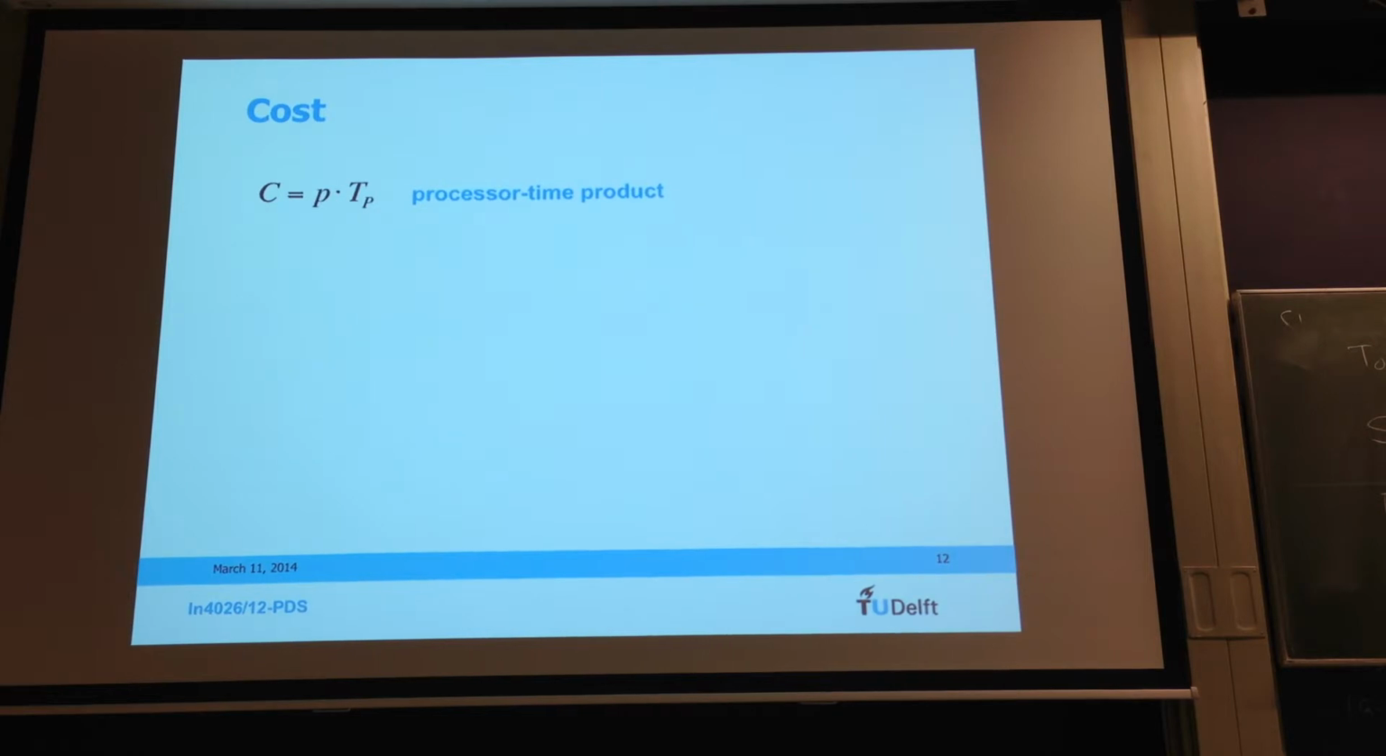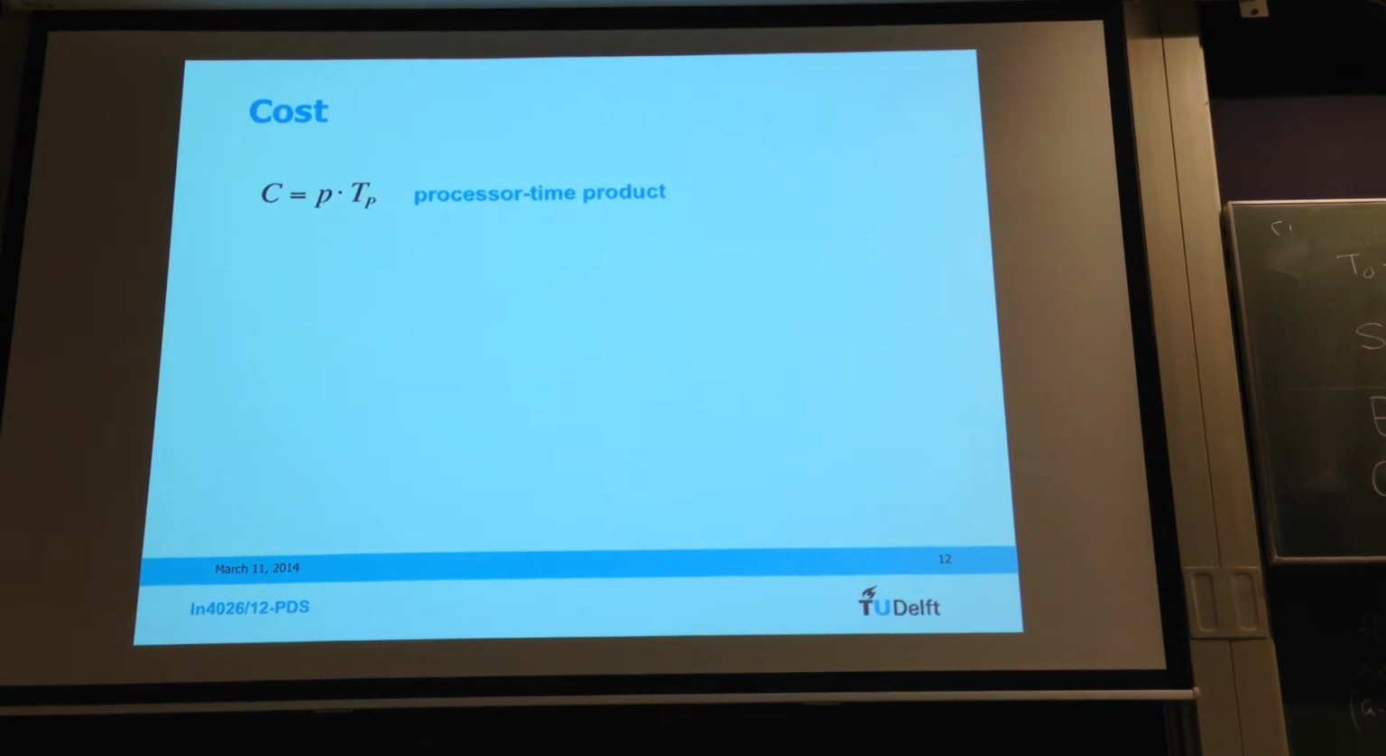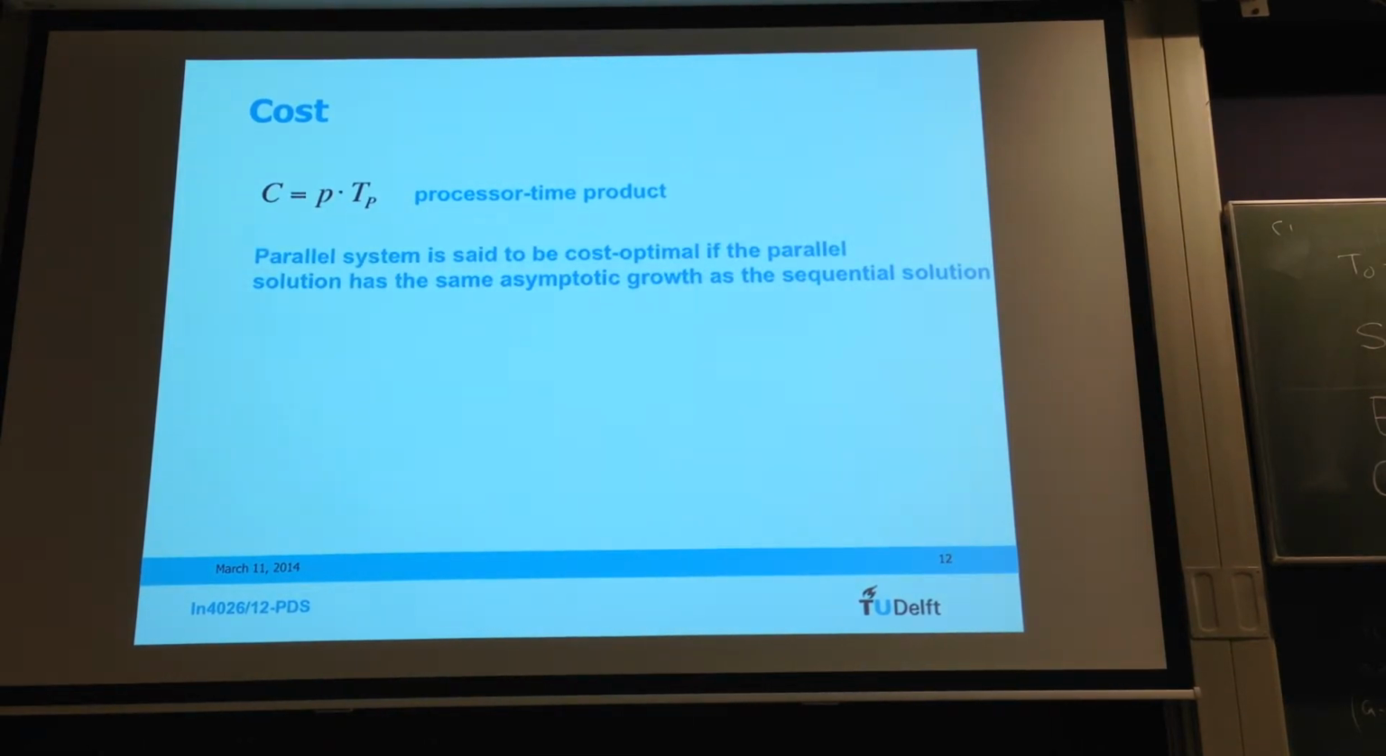Well, we leave it for what it is and go to the notion of cost. Cost is defined as the product of the parallel execution time times the number of processors. So we also call that the processor-time product. We are interested in cost optimality. And cost optimality is defined as follows.